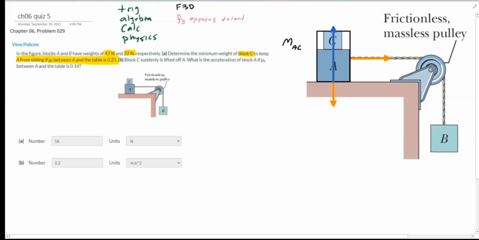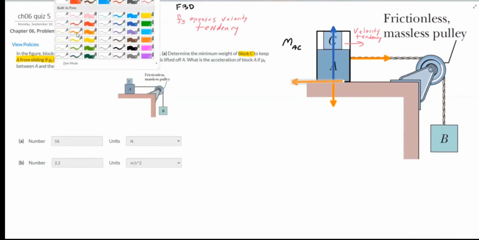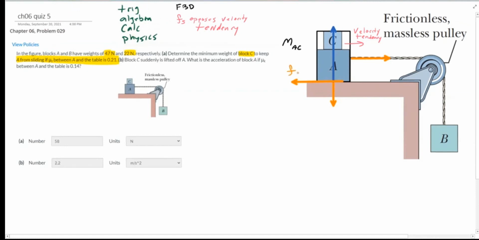velocity tendency. It doesn't oppose velocity. It opposes velocity tendency. So you can see in this situation, what's the velocity tendency for block AC? Well, this is the velocity tendency. If it was going to move, it would move to the right. Now it's not moving because of static friction, but that's why I'm calling this the velocity tendency. The only reason I'm doing that is to make sure I know to draw the static friction force like this. It's the static friction force that's keeping things motionless.